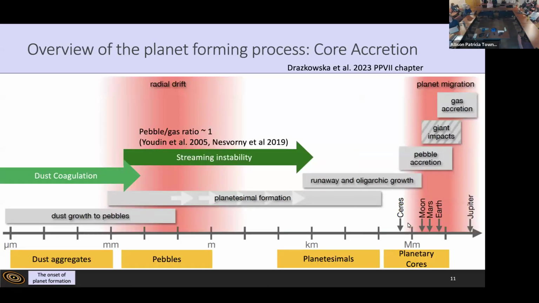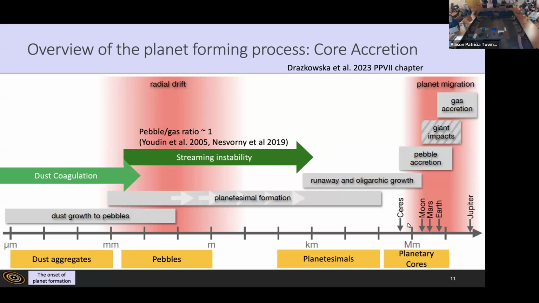In 2023, Drążkowska et al., in the Protostars and Planets 7 chapter, gave an overview of the core accretion model. On the x-axis, they plot the size of the dust. You start with micron-sized dust, which is the typical size in the interstellar medium. These dusts will start to stick onto each other, coagulate, and form millimeter-sized dust. Once they reach around a meter, the Stokes number is around 1. So a lot of them will spiral inwards towards the central protostar.